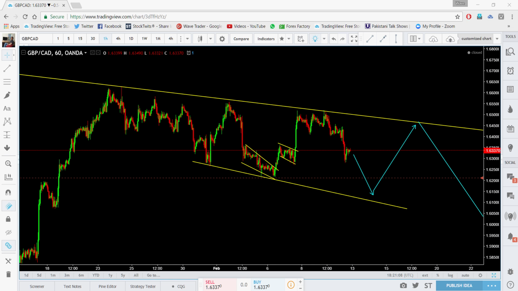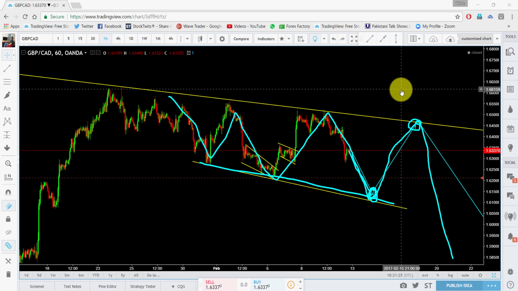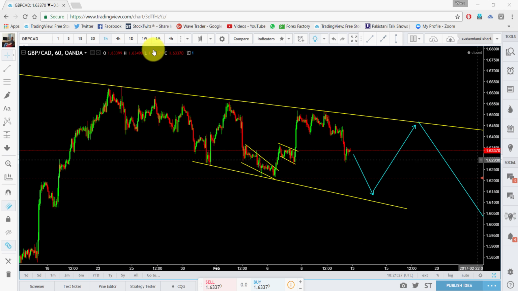If price does not respect this place, then look for a buy setup at this place, on completion of this descending channel. Watch for buy here, and look for sell here at this place for continuation to the downside. So I'm more bearish on this pair rather than bullish.